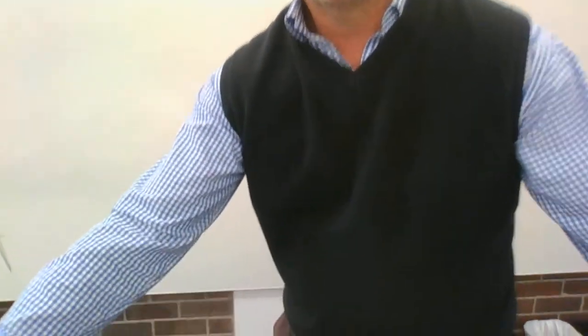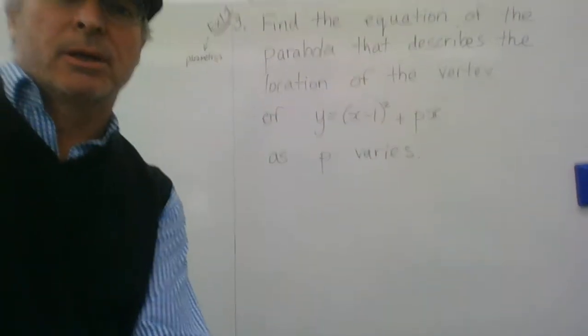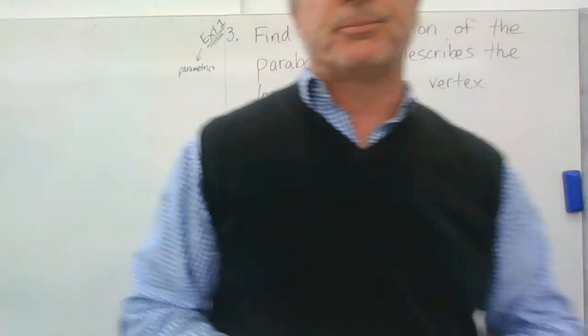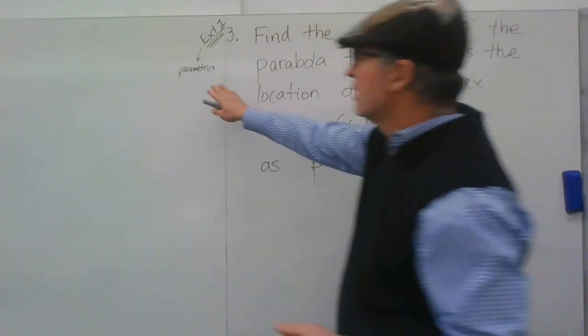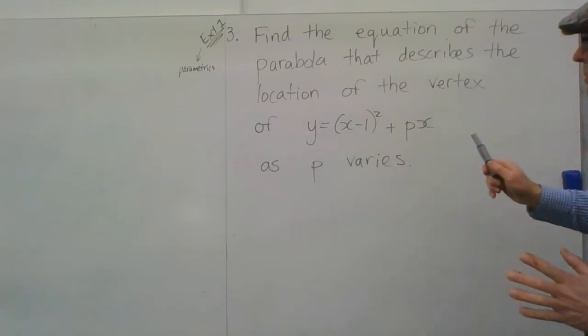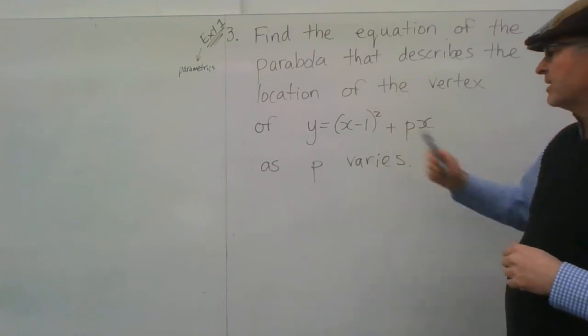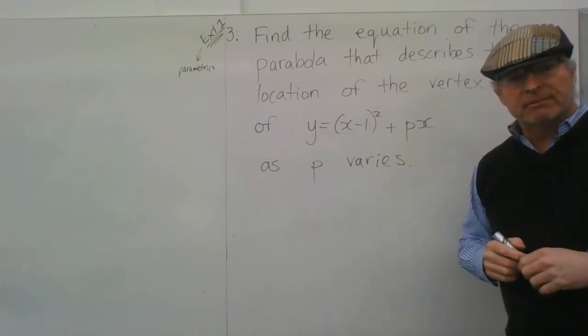Now, the last part of the question, and this is an extension question because it involves parametrics, is that we want to know the equation of the parabola that describes the location of the vertex of this as p varies.